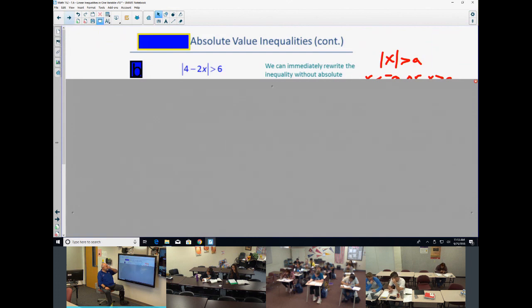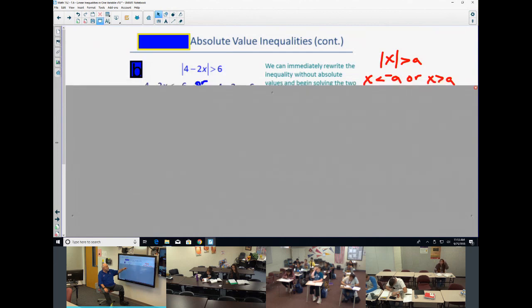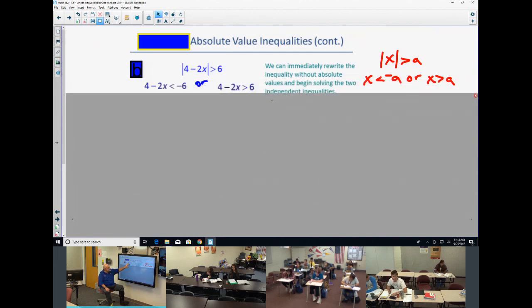Okay, so this one is a greater than. So again, it's going to be an or. So what we do is we say the stuff inside the absolute value sign is either less than the opposite of this number. So 4 minus 2x is less than negative 6, or 4 minus 2x is greater than 6. So the second one is actually the same exact inequality without the absolute value signs. So you do less than, like over here. So the pattern is you do less than the opposite of this number, or x is greater than a.